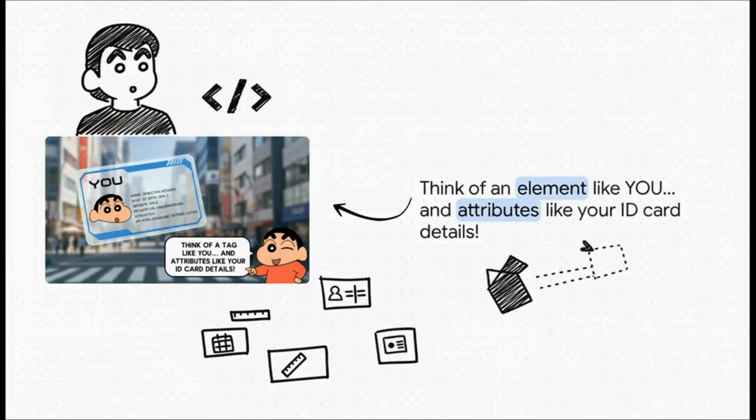Okay, check this out. It's so simple. Think of the entire element as a person, like you. The attributes, that's just all the stuff on your ID card. Your name, your date of birth, your eye color. That stuff doesn't change the fact that you're a person, right? It just provides essential specific information about you. And that's exactly what attributes do for elements.